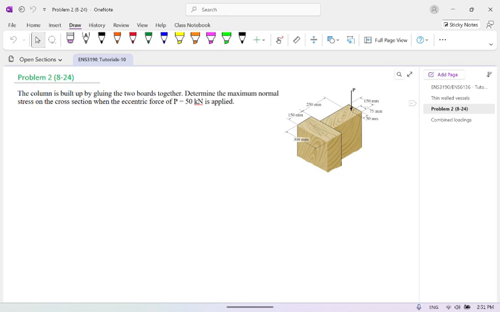So the column is built by gluing the two boards together. Determine the maximum normal stress on the cross section when the eccentric force of P is 50 kilonewton is applied. Here the P is applied here. Remember, this one is not in the center, the centroid of these things. So that means this one may apply moment. So that's why from here we should get this idea. We should find where is the centroid or neutral axis of this structure.